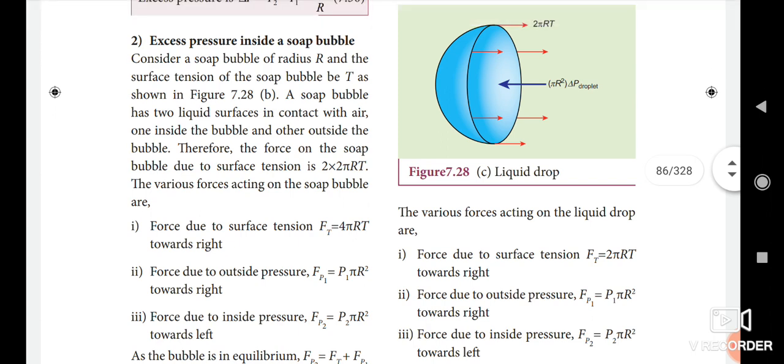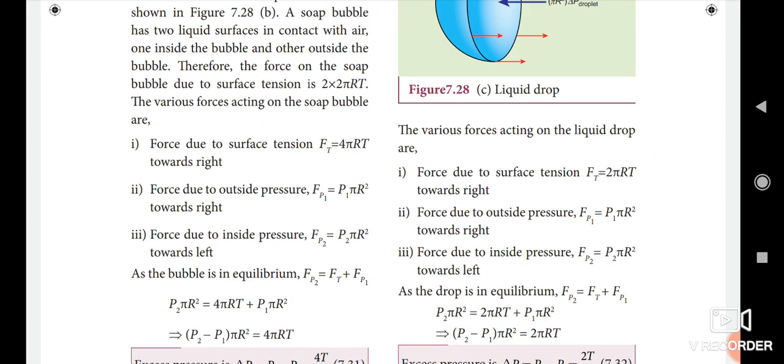So the various forces acting on the soap bubble are, here also, three forces: first the force due to tension, then force due to outside pressure, then force due to inside pressure, the same as the air bubble. First we consider the force due to surface tension, denoted as Ft. Already I said two surfaces are there, so 2 into 2 pi rT, 2 twos are 4, so 4 pi rT is the force due to surface tension.